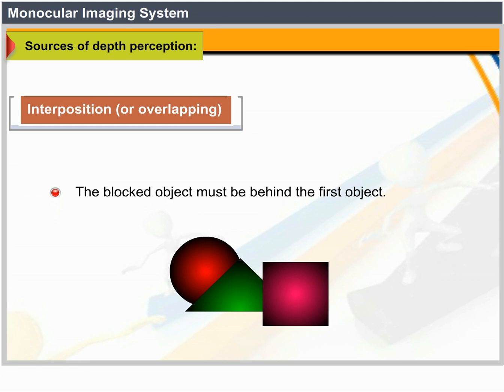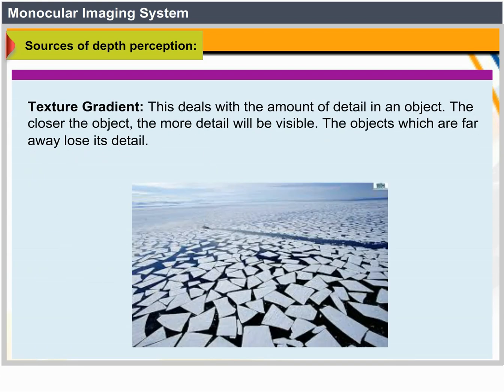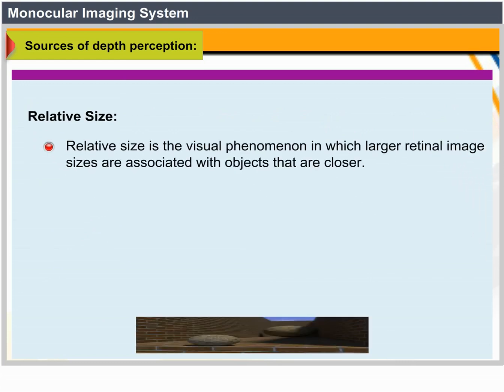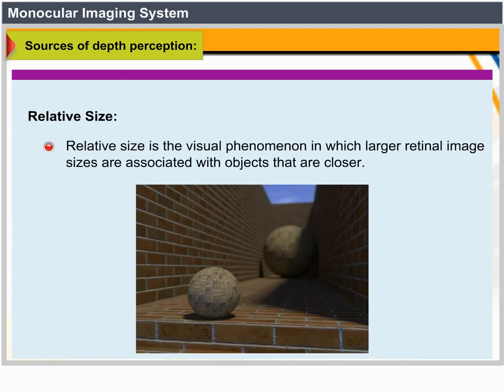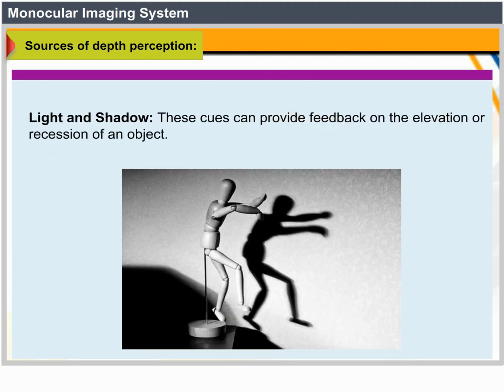Texture gradient. The amount of detail in an object. The closer the object, the more detail visible. Far objects lose detail. Relative size. Relative size is the visual phenomenon in which larger retinal image sizes are associated with objects that are closer. An object that appears larger than a similar object will be closer. Light and shadow. These cues can provide feedback on the elevation or recession of an object.